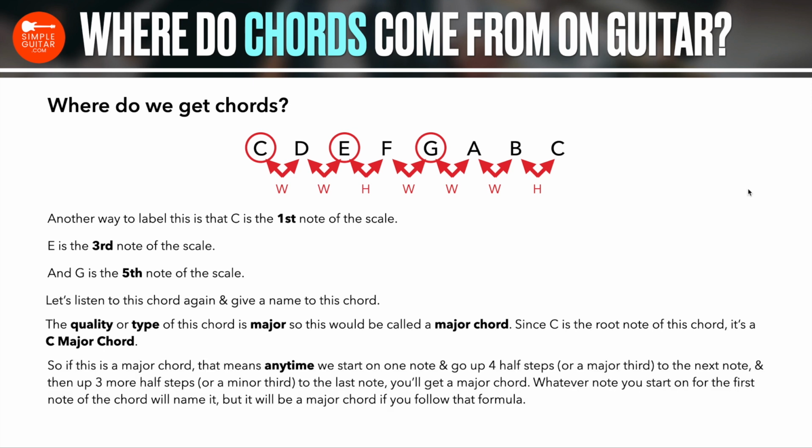So if this is a major chord, that means that anytime we start on one note and we go up 4 half steps or a major third to the next note, and then up 3 more half steps or a minor third to the last note, you'll get a major chord no matter what note you start on. So whatever note you start on for the first note of the chord, we'll name it, but it will be a major chord if you follow that formula.